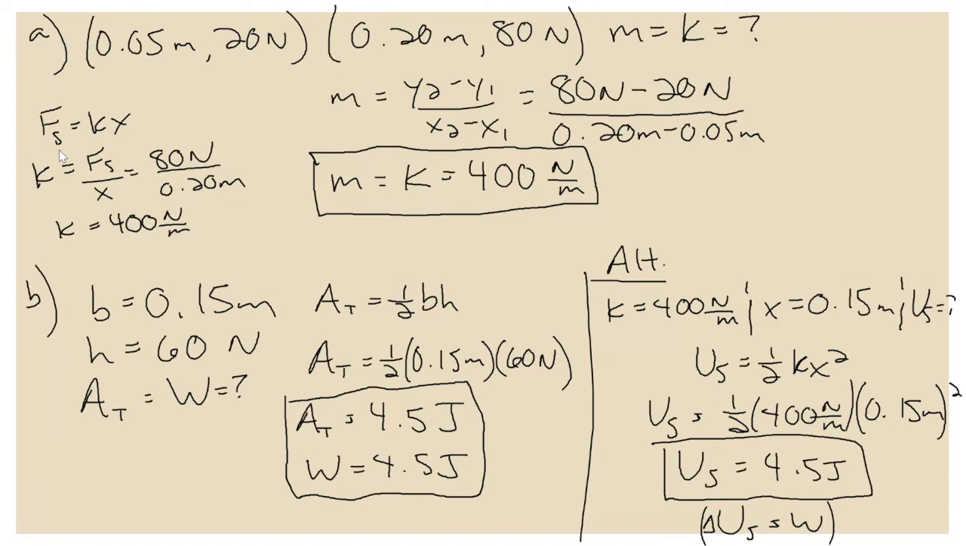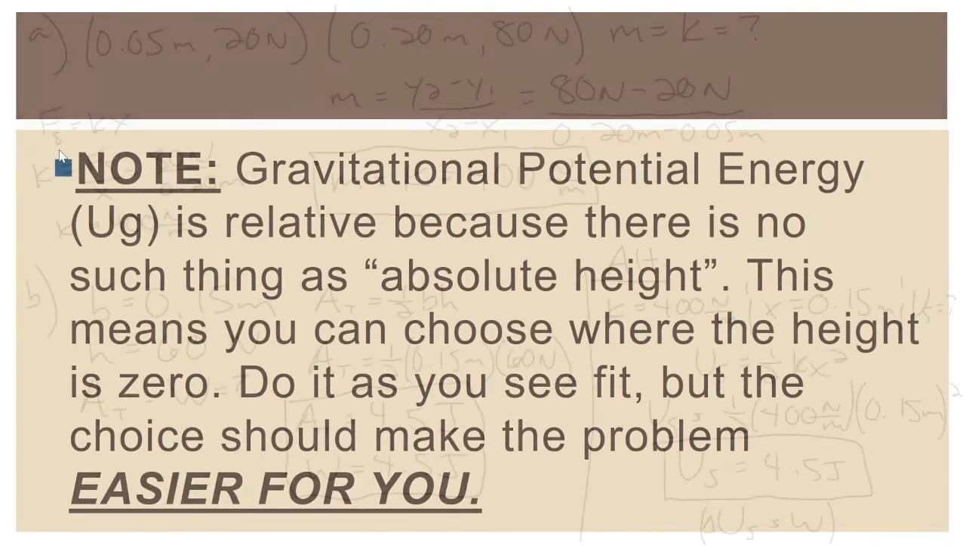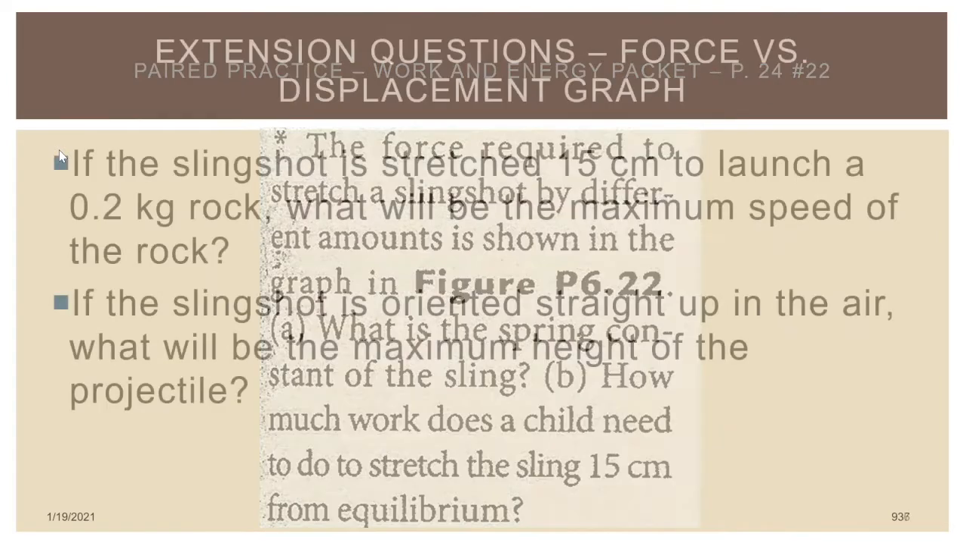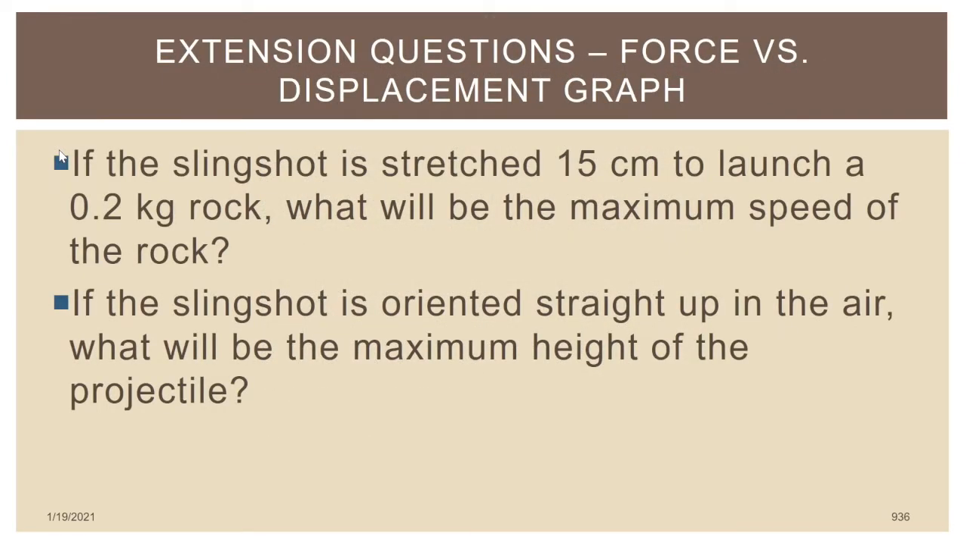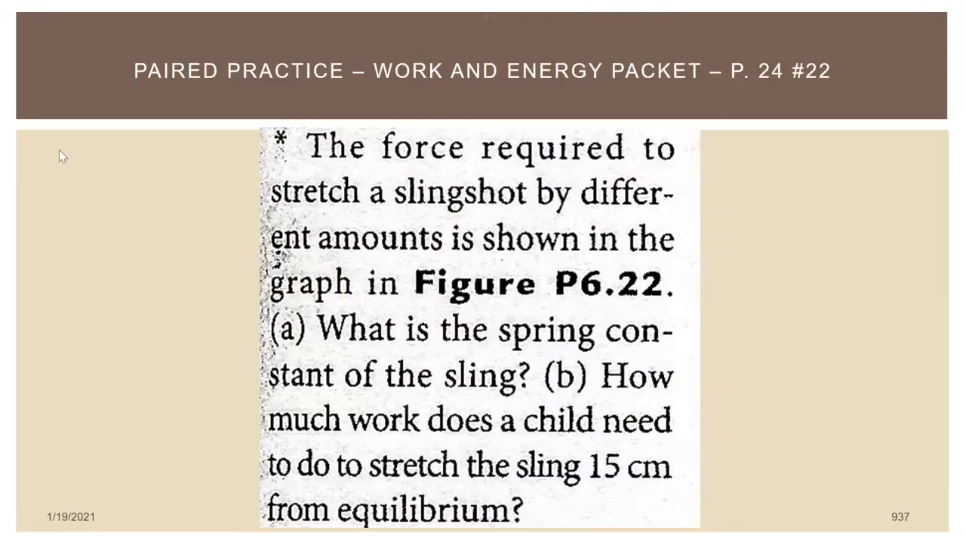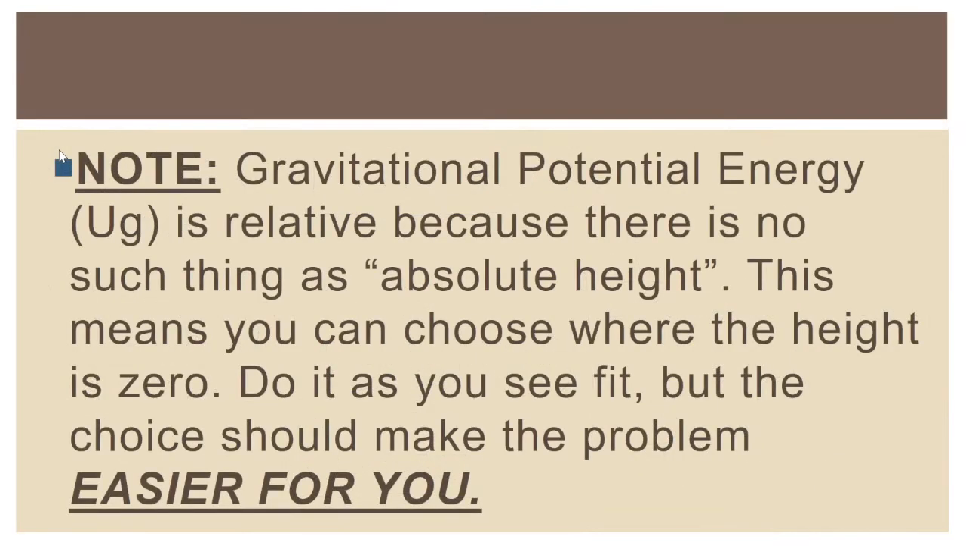Then we said if the slingshot is stretched that much, we could determine its speed by saying the initial elastic potential energy is equal to the kinetic energy and then solving for the speed. And this particular question, the second part of it, asked you to determine the maximum height of the projectile if it was shot straight up in the air. The main point that I made before I told you to solve this problem was that gravitational potential energy is relative because there's no such thing as absolute height. This means that you can choose where the height is zero.